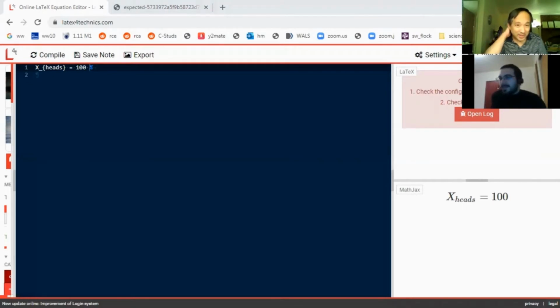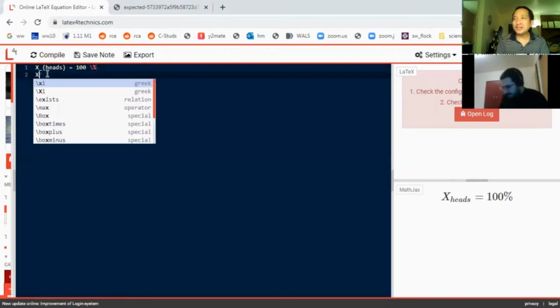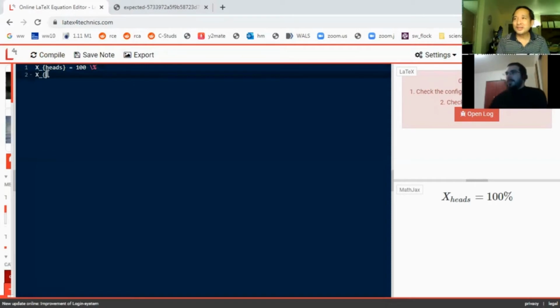And it wants a slash, backslash, percent. A backslash. Okay, that's what it wants. Okay, so I'm learning how to type this because I can have cleaner looking output. Yeah, see, that's what I wanted. X equals 100%. And then I'm going to say X tails equals zero. So backslash percent again. Yep.